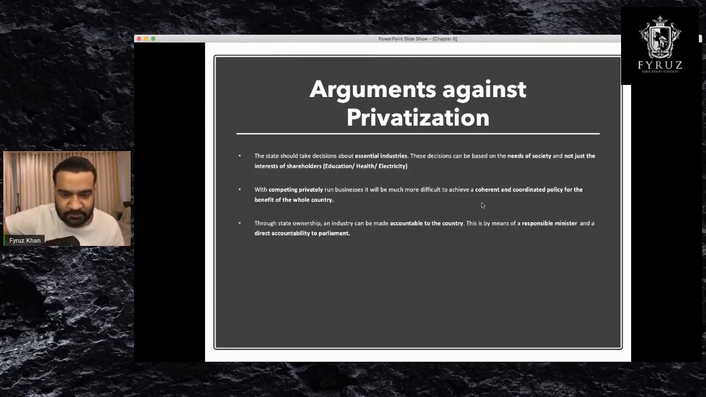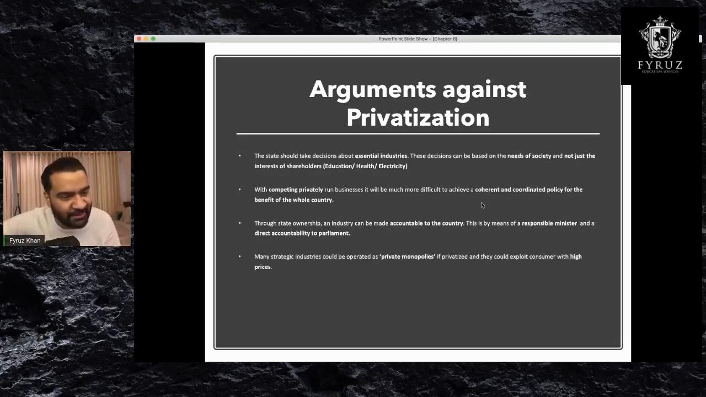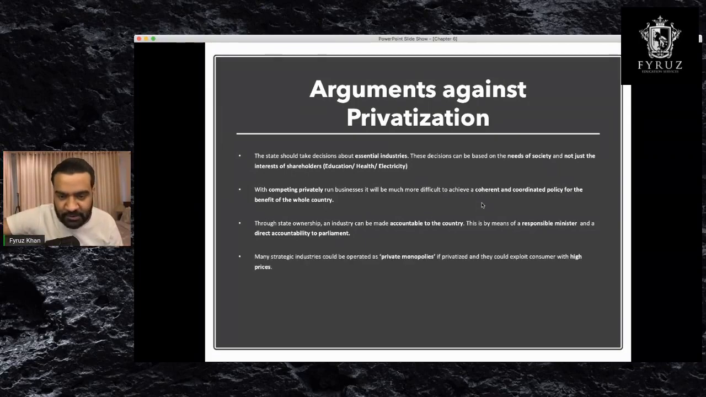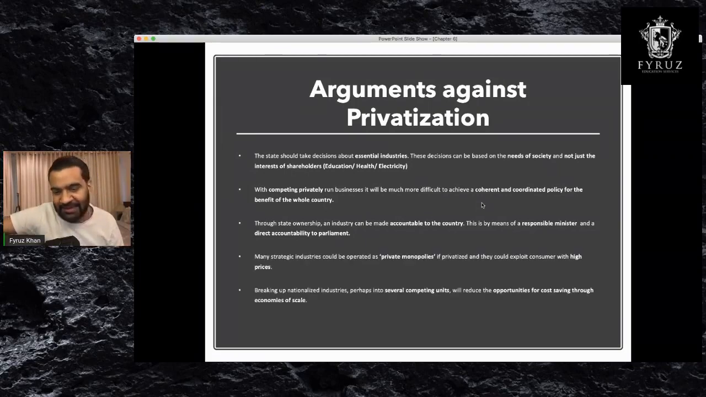And when you're a private organization, you're not liable to the government. So that may be a problem. There may be a conflict of interest. You may do something that is wrong, but if it belongs to the government, then there's accountability. The parliament is accountable. Okay. And private companies may also charge a lot. So think about that. Okay, so yeah, these are the arguments against privatization.